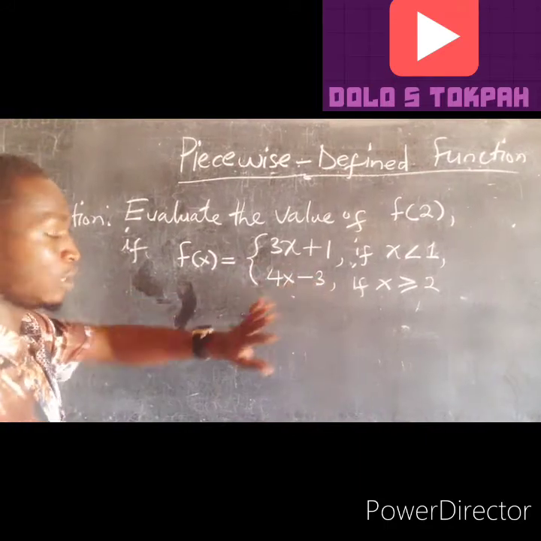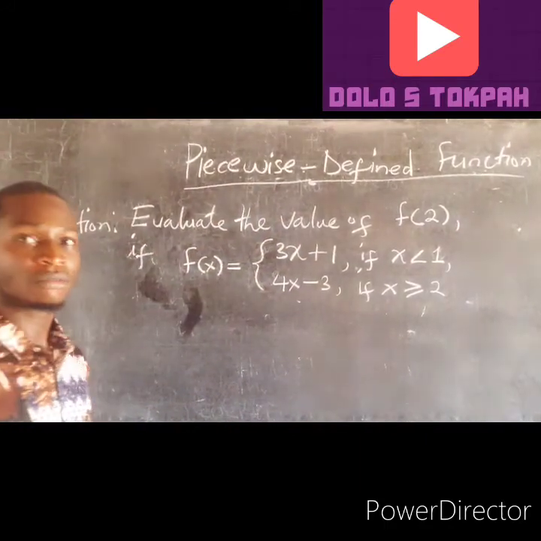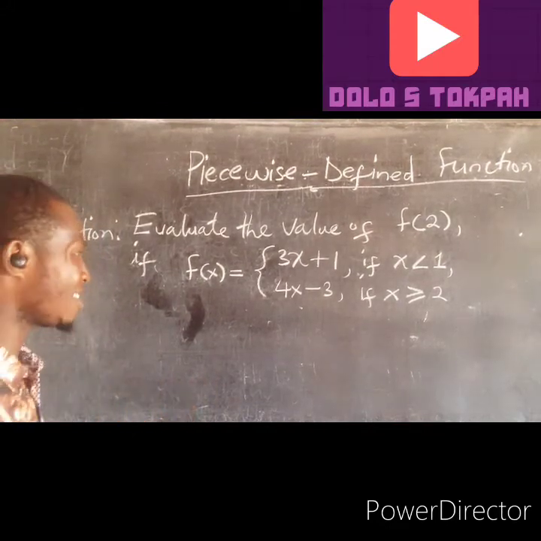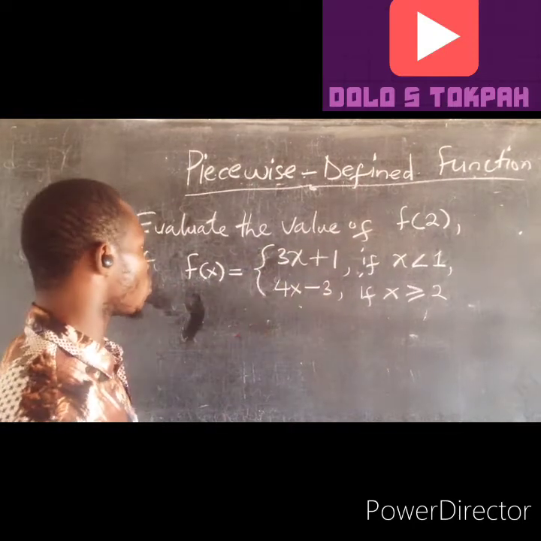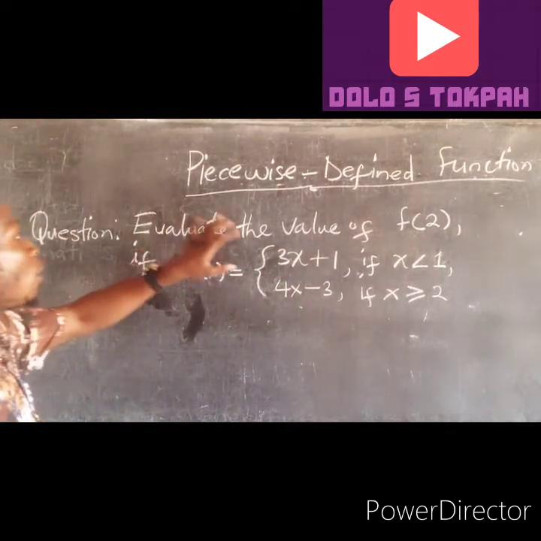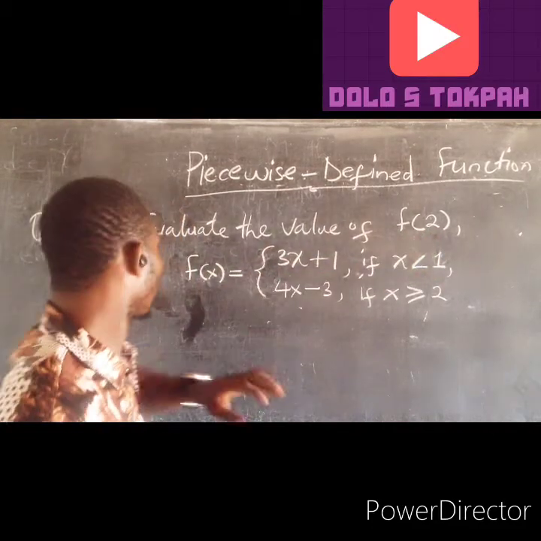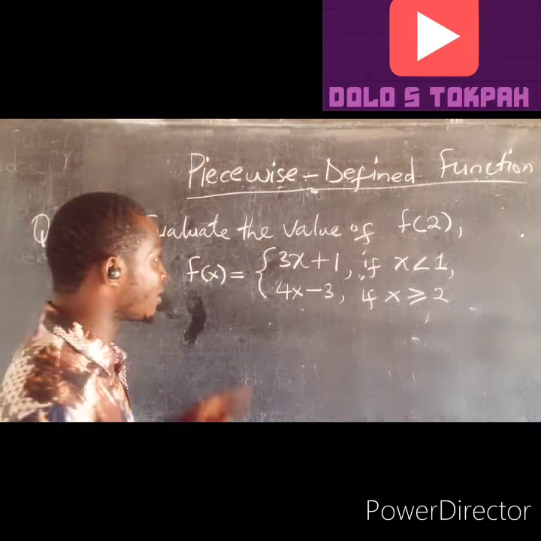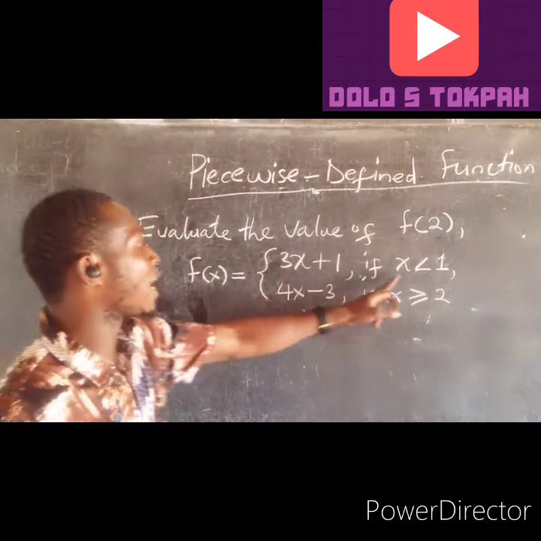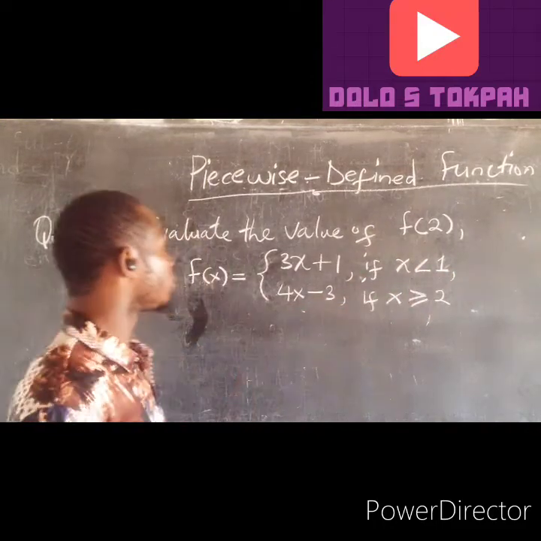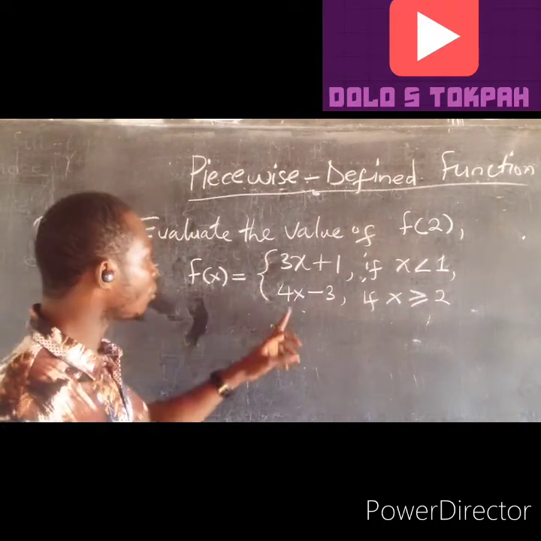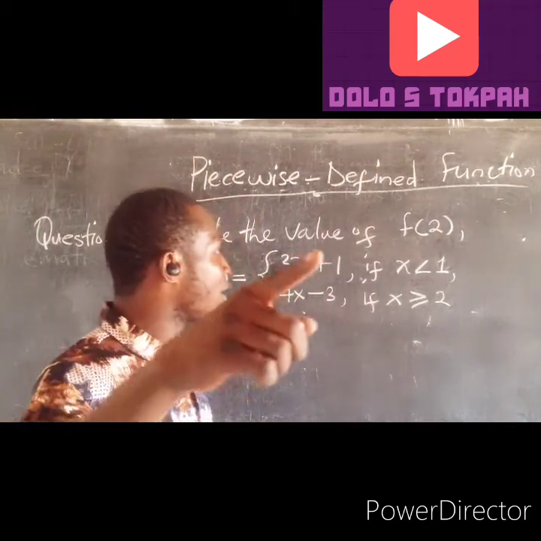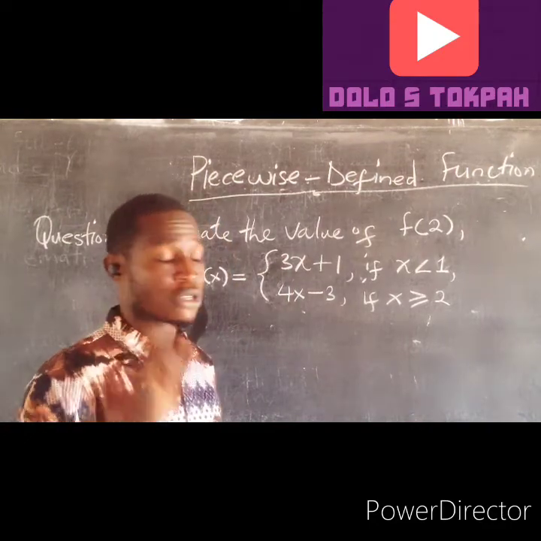This is a piecewise-defined function. Like we said, you call it a piecewise function, hybrid function, or definition by cases. So these are the two sub-functions. The question here says, evaluate the values of x. These are the sub-functions. The first sub-function says 3x plus 1 if x is less than positive 1. And the second sub-function says 4x minus 3 if x is greater than or equal to positive 2.